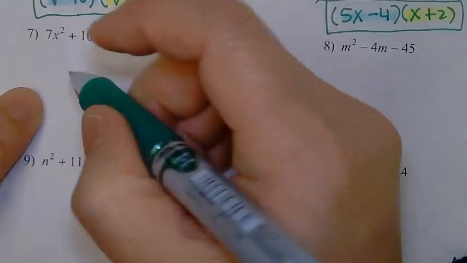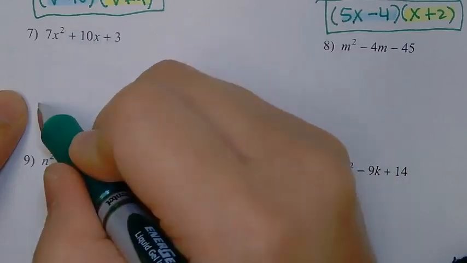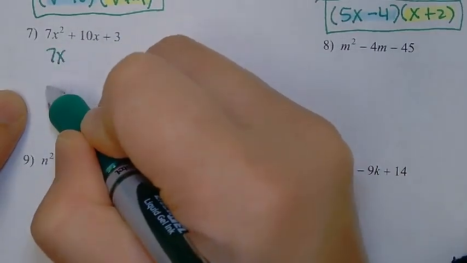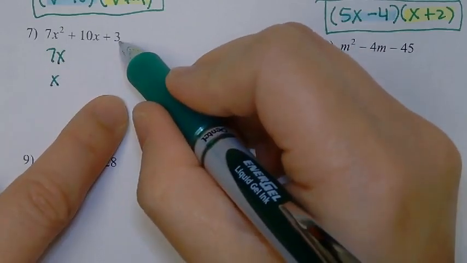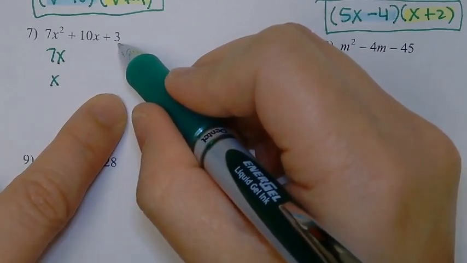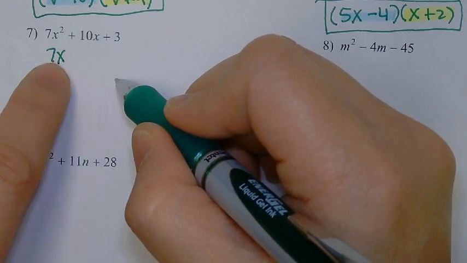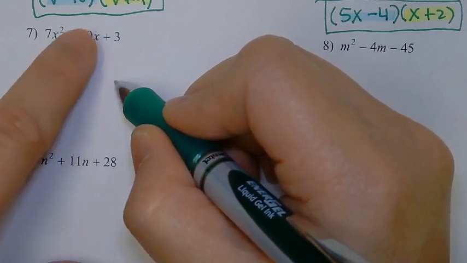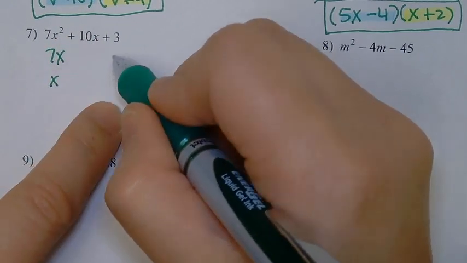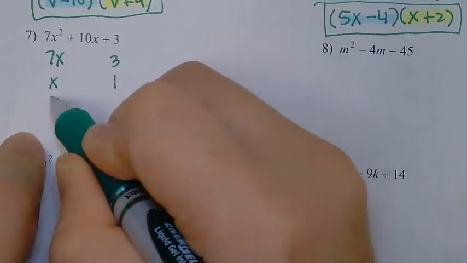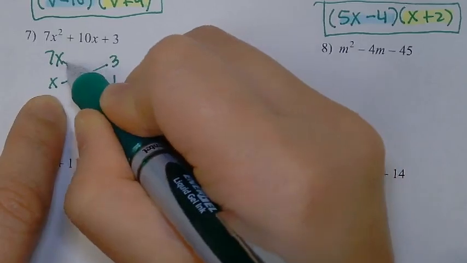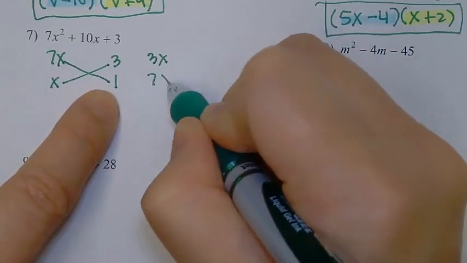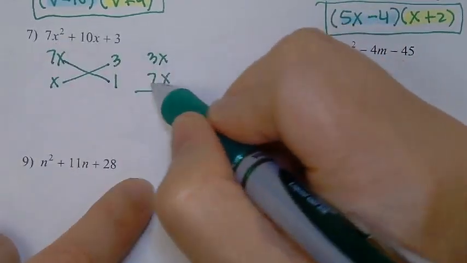7. The only way to get a 7x squared is going to be a 7x and an x. The only thing that makes up a 3 is going to be 3 and 1. So I'm not going to put a 3 on the bottom to multiply with the 7, because I need a 10. That's going to give me way too big. So 3 and 1. x times 3 is 3x. 7x times 1 is 7x. How could I get a 10x?